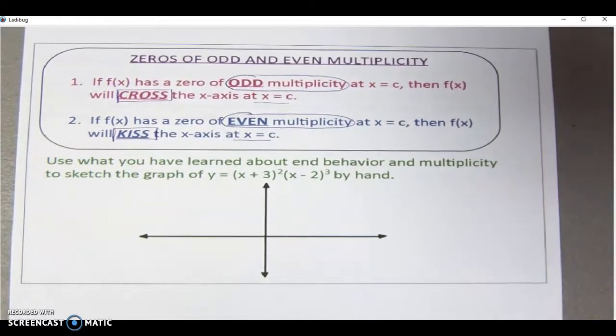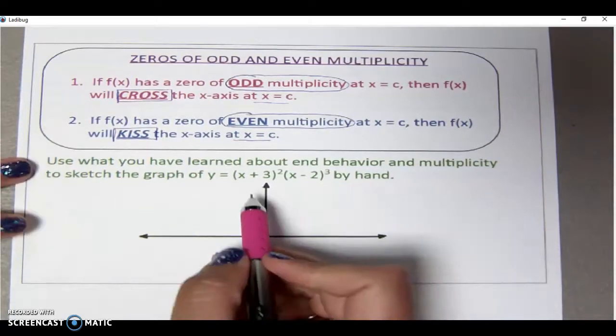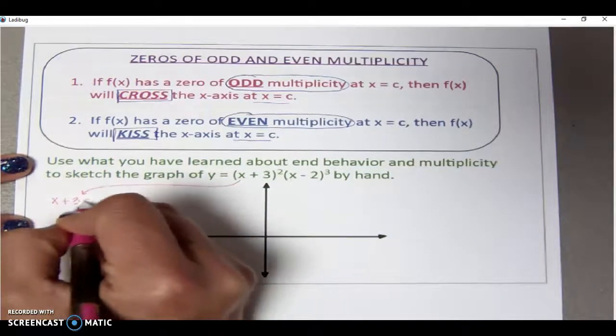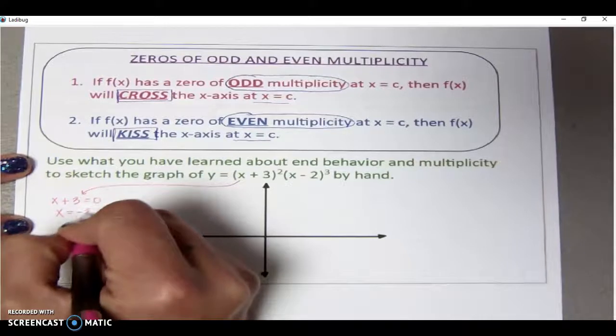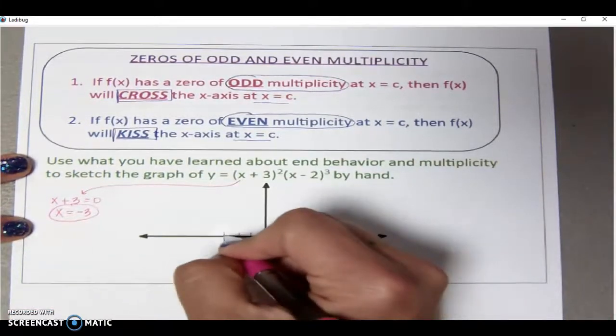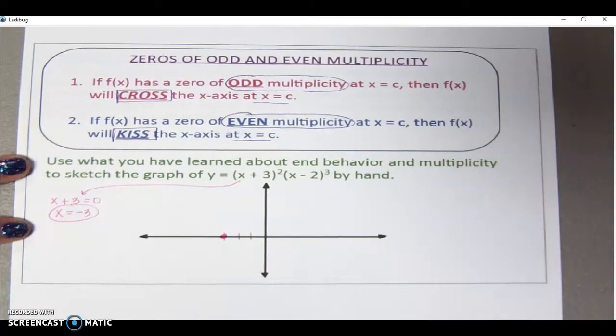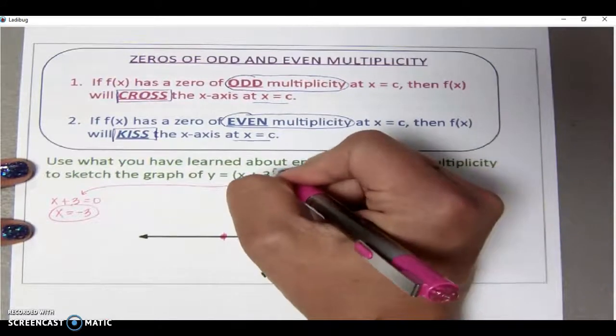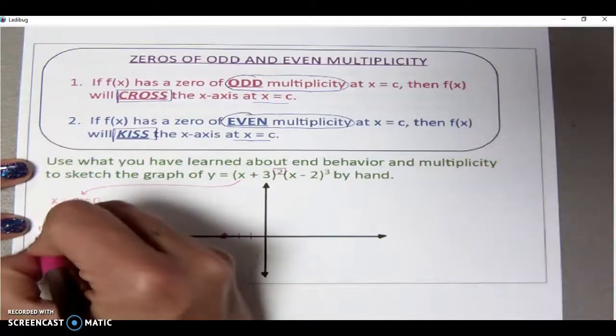So, really like this example, we're going to use what we've learned about end behavior and multiplicity to be able to sketch this graph by hand without using our calculator. So, let's look at the multiplicity part first. This is x plus 3. If we solve x plus 3 equals 0, we're really talking about x equals negative 3. So at x equals negative 3, we are going to have a place where it's going to cross the x-axis or kiss. It's going to touch the x-axis. The multiplicity on that is 2 because that's what the exponent is.